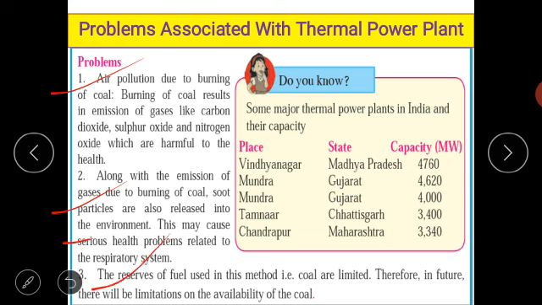And the third problem is the reserves of the fuel used in this method, that is coal, are limited. Therefore, in future, there will be limitations on availability of coal. As we are using coal continuously for electricity generation, in the future there will be a limitation for coal. Once the storage of coal is exhausted, then there is no availability of coal. So we have to find other sources for generation of electricity. So this is the limitation of the thermal power plant.